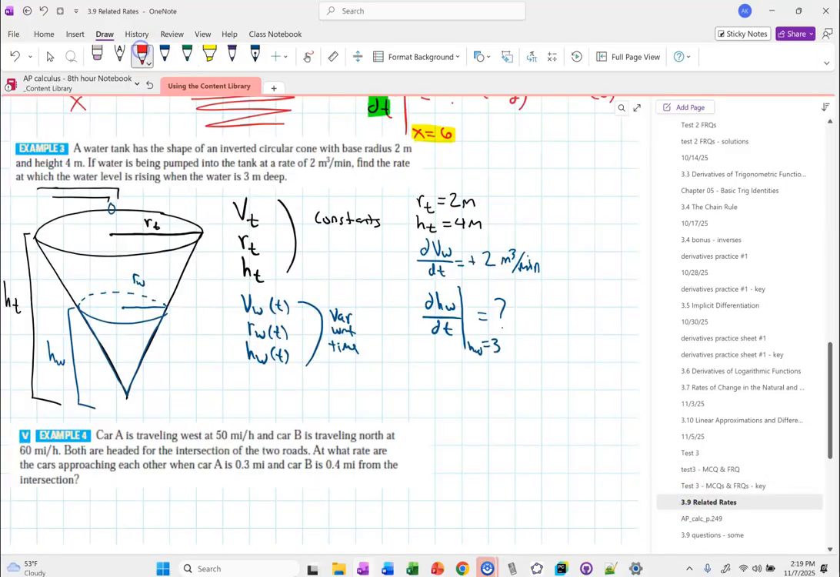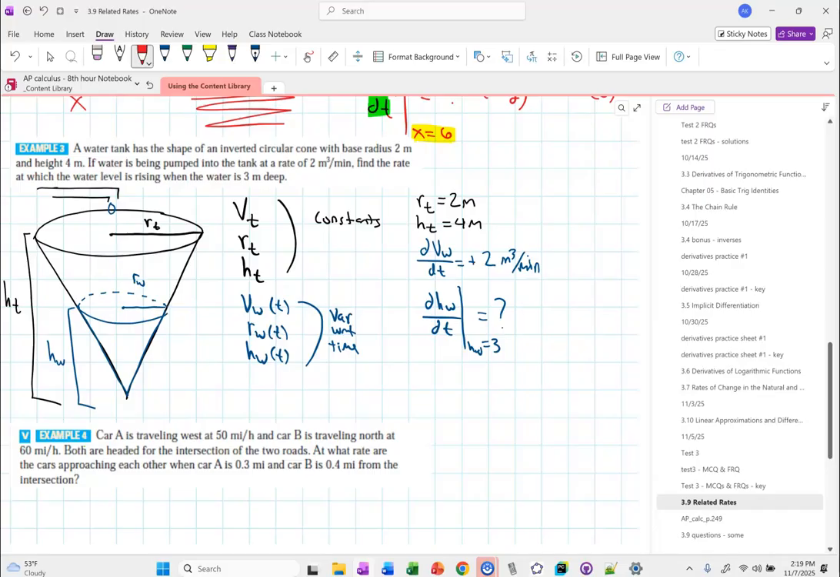All right. Today, we're going to pick up on this water tank problem. So just to reread what we have done so far. A water tank has the shape of an inverted circular cone with a base radius of 2 meters, height of 4 meters. If water is being pumped into the tank at a rate of 2 cubic meters per minute, find the rate at which the water level is rising when the water is 3 meters deep.